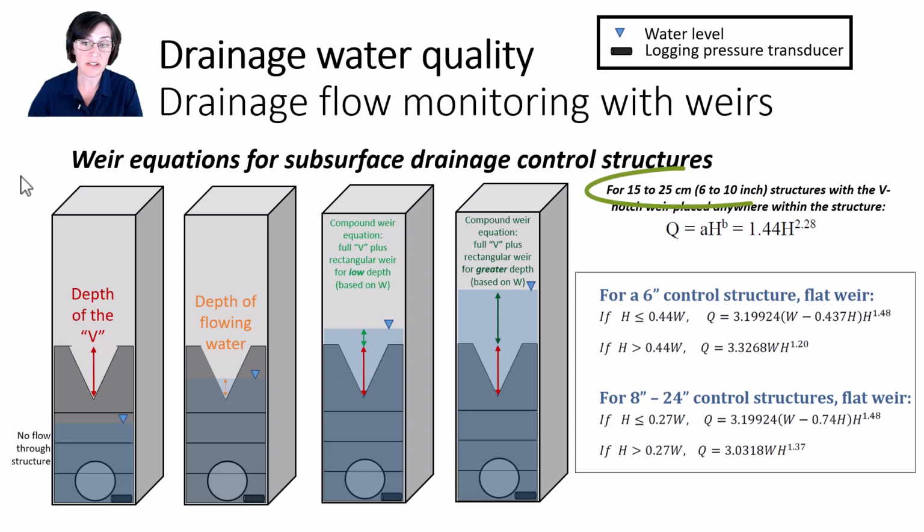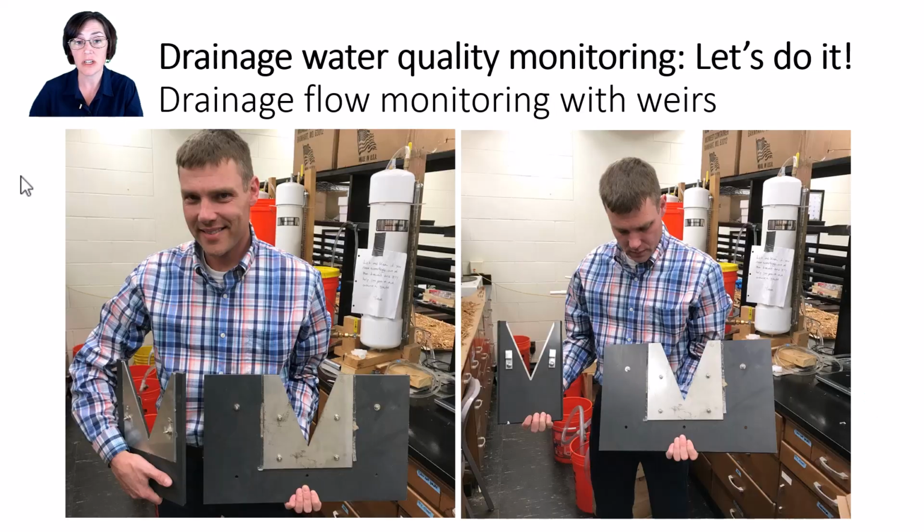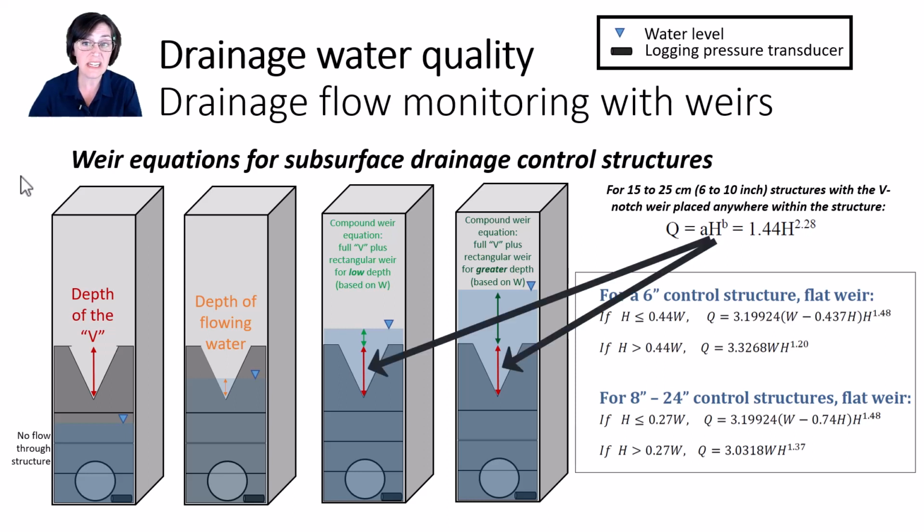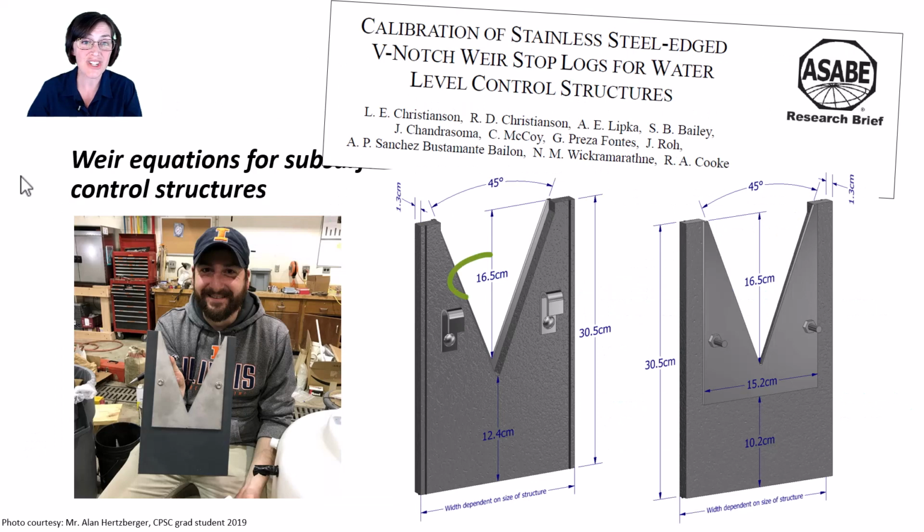The V-notch weir equation is the same regardless of structure size for structures from 6 up to 10 inches because the actual stainless steel V is the same geometry regardless of how big that plate is or how big the structure is. Starting with the V-notch part of this compound weir equation, keep in mind that in these two water depth conditions, the depth, or the H, that goes into the V equation is the depth of the entire V, because that V is flowing full in both of those scenarios 3 and 4. So the H, or the V part of the compound weir equation, is 16.5 centimeters, or 6.5 inches.